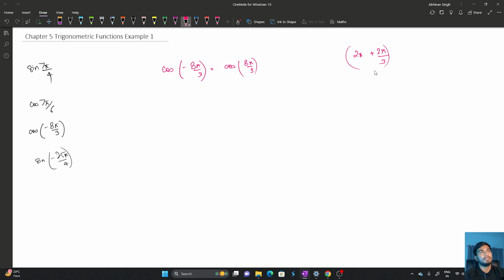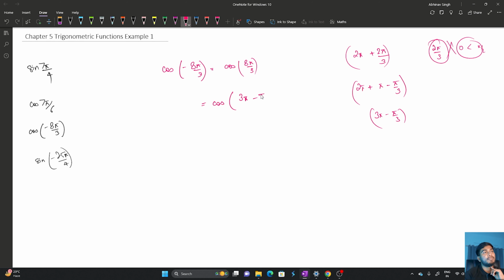Yeah, you can break it down in this format, and still this won't work, because 2 pi by 3 does not lie between 0 to pi by 2, right? So you need to break it down, so get 1 pi from here. So now it will be 3 pi minus pi by 3. Now it's fine, because this pi by 3 will lie between 0 to 90 degrees, correct? So I will write it as cos 3 pi minus pi by 3. Now it's a multiple of pi, so the same trigonometric function will get copied, cos pi by 3.